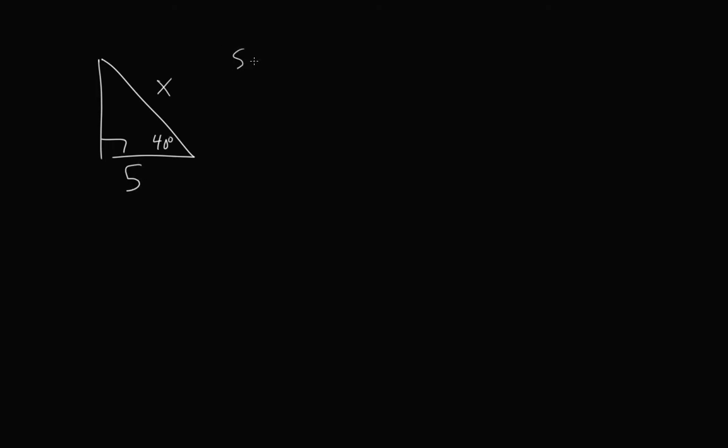So once again, we do SOHCAHTOA. We focus on the angle that's given. We have the adjacent and the hypotenuse. So that's a CA, which means cosine. So we have cosine 40 is equal to adjacent over hypotenuse.